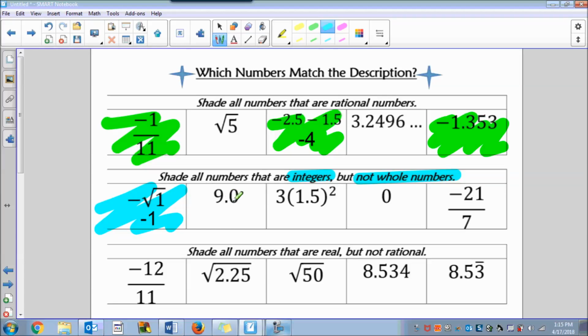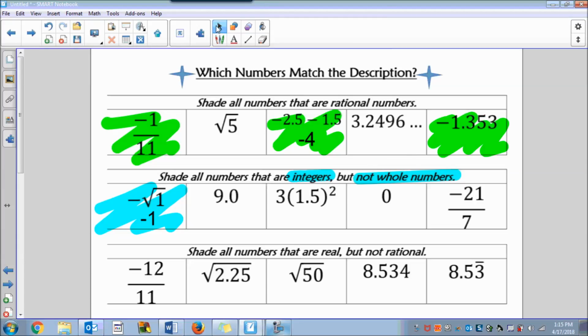9.0 is really just 9. That's an integer. There's no real decimal part. We don't really even need to think about this 0.0 part, but it's also a whole number. Whole numbers include 0 and the counting numbers 1, 2, 3, 4, 5, 6, 7, 8, 9. That's included in our whole numbers. So we do not want to shade that one. It is an integer, but it's unfortunately also a whole number.